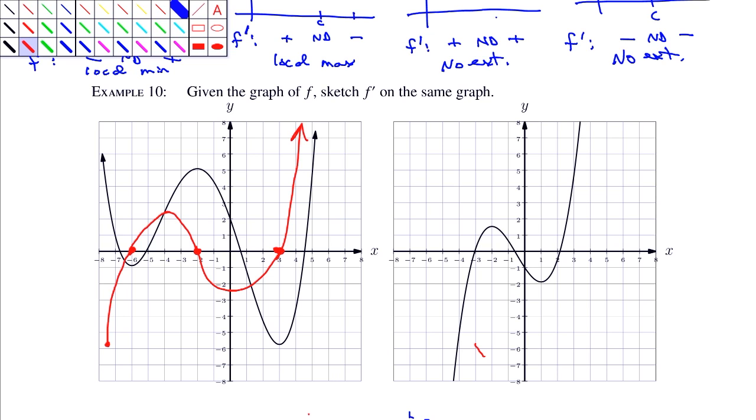Okay, so recapping, what did we analyze? We analyzed where the derivative should have zeros based on the horizontal tangent lines. And we analyzed where it should be positive and negative based on whether the graph was increasing or decreasing. Go ahead and do the problem on the right with your partner.